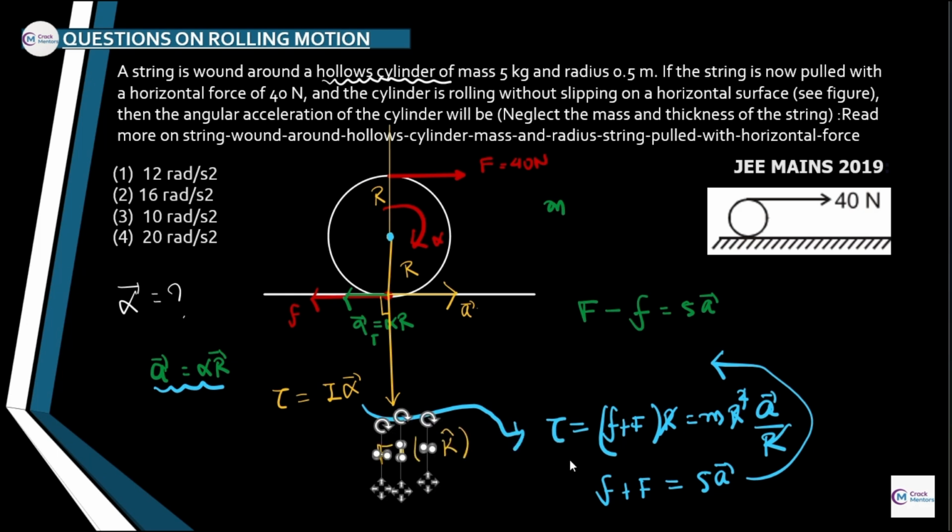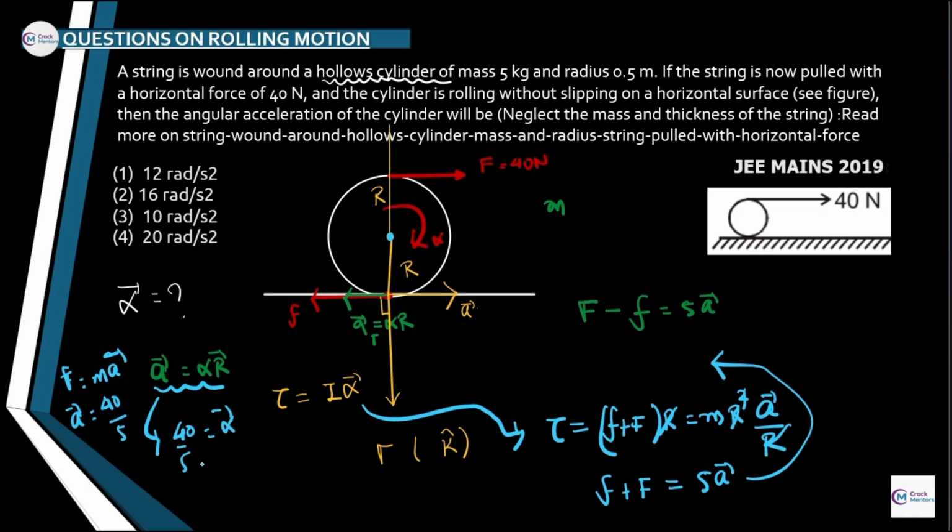Acceleration can be written from force equals mass into acceleration. Force is 40, mass is 5. 40 upon 5, alpha is what we have to find out, and it is 0.5. Then alpha is going to be 16 radian per second square, which is our answer, and it can be solved by this method as well.